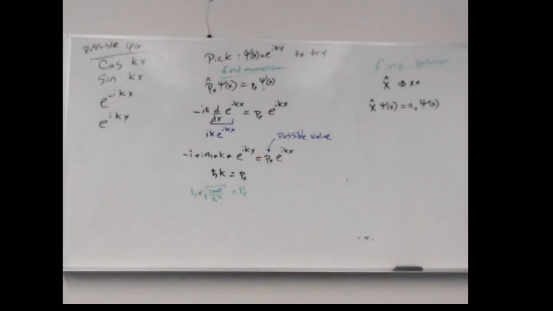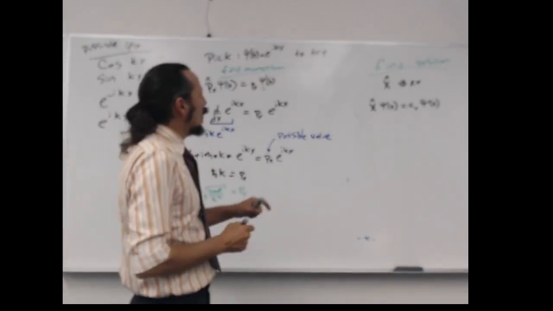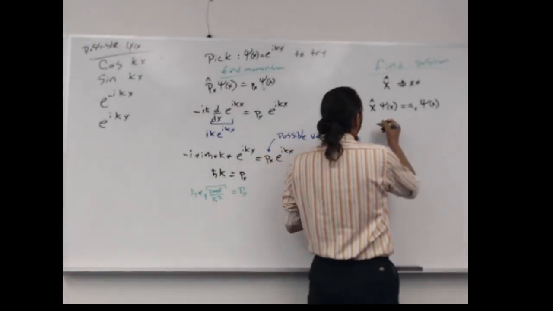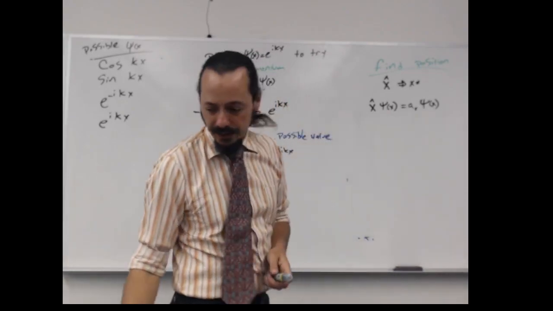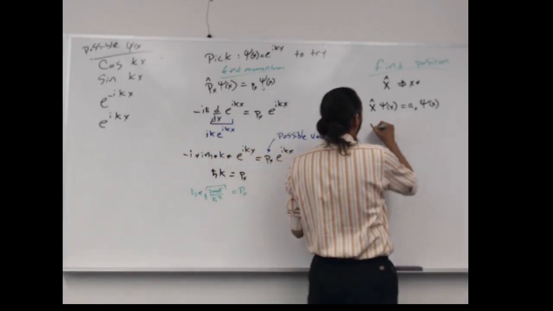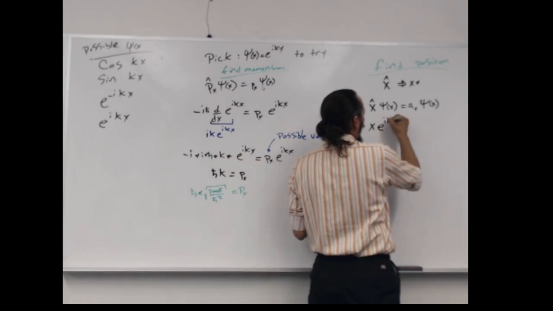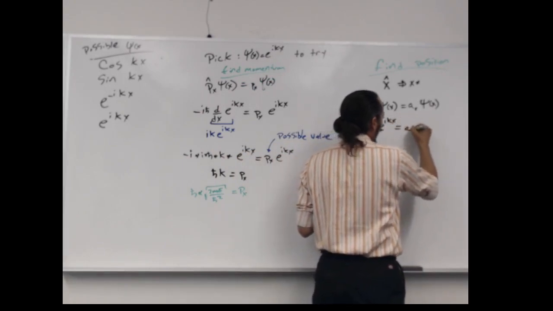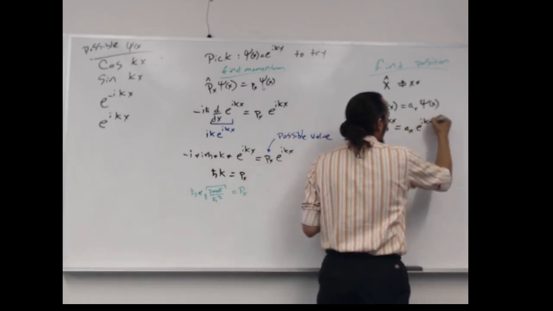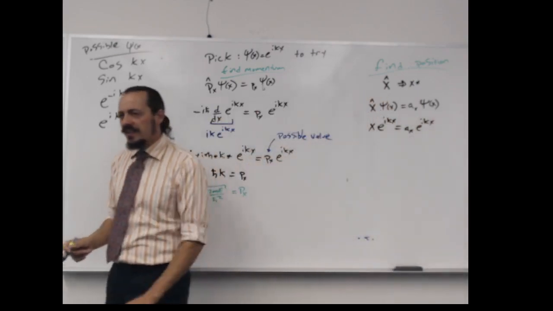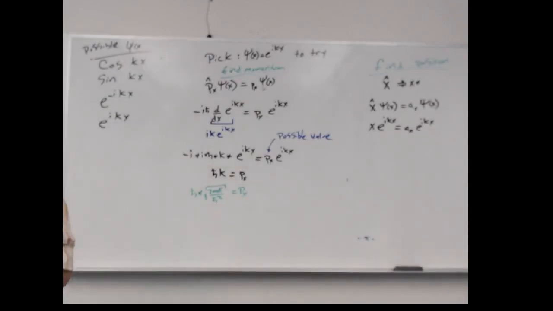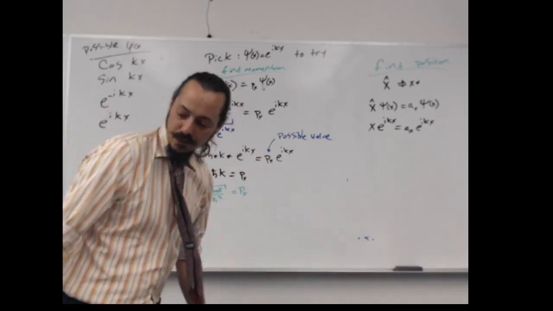Now, here's where we run into our first problem with this. If I plug in my definition of x hat, if I plug in all of my definitions here, I'm going to have x times e to the ikx is equal to a of x e to the ikx. Are those functions the same? This is a problem.